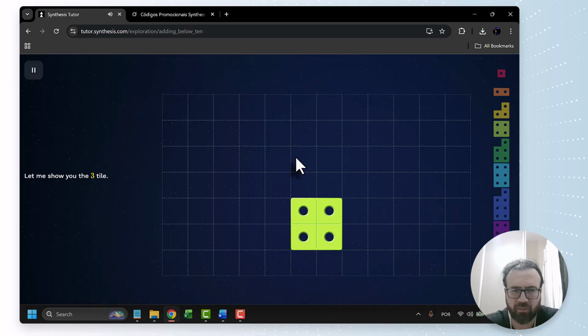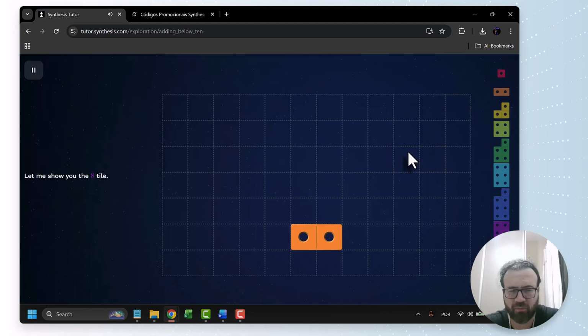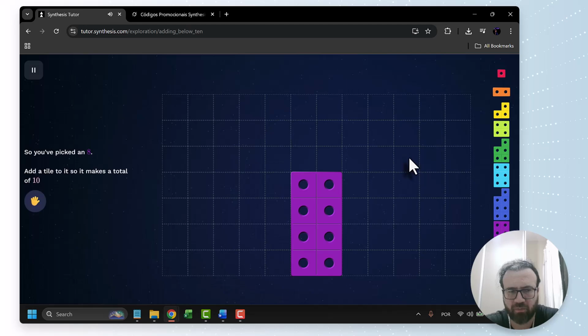Let me show you the 3 tile. This is 3. Now drag in an 8 tile. That's a 6. Try again. Drag in an 8. Let me show you the 8 tile. This is 8. So you've picked an 8.